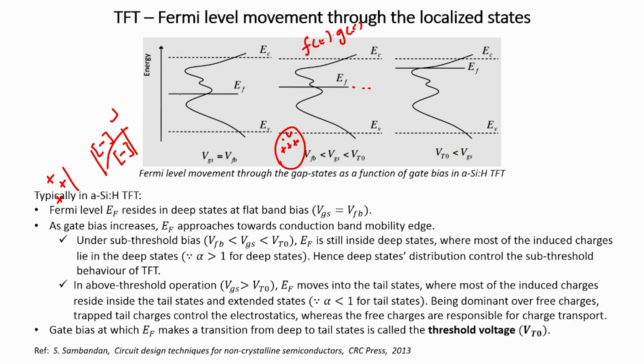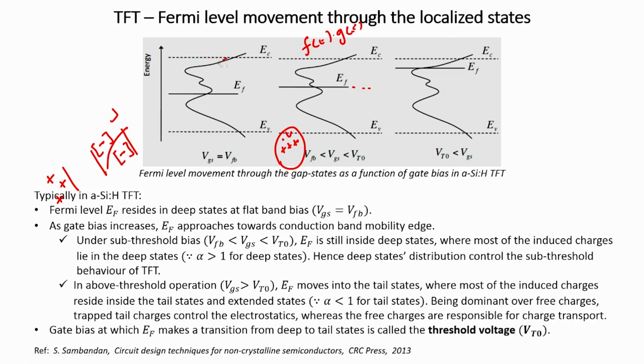So, in order to create holes, to allow holes to be the carriers of current transport, we need the Fermi level to move towards the valence band edge. But because of the large density of states, this can happen only at very large negative voltages. On the other hand, it is much easier to get the Fermi level closer to the conduction band edge because of the smaller density of states in the tail states.